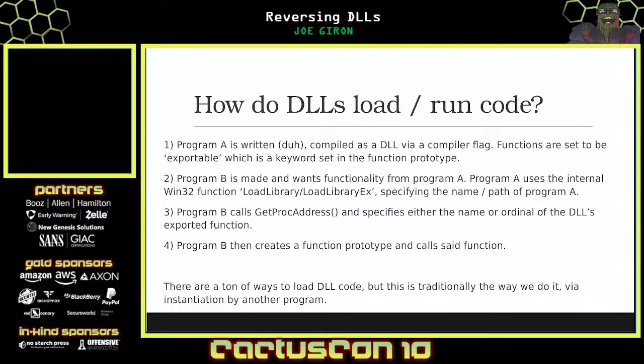Anyway, going back to LoadLibrary and GetProcAddress. GetProcAddress just allows us to pick the particular name of a DLL exported entry. Program B will create the function prototype and call said function. There are a ton of different ways to load DLL code, but the traditional way to do it is via the instantiation of another program.